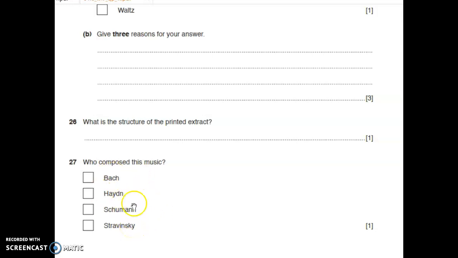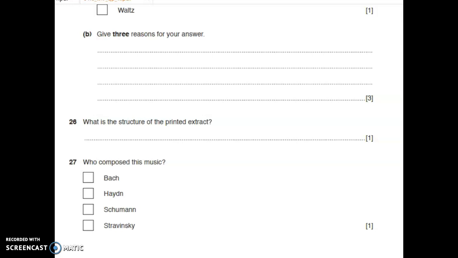And in order to know this, you need to know the periods of music. Bach, if this is Baroque, it's Bach. If it's classical, it's Haydn. If it's romantic with a big orchestra and lots of chromatics, it's Schumann. If it's dissonant and 20th century, it's Stravinsky.